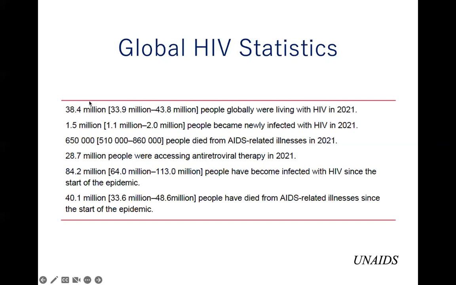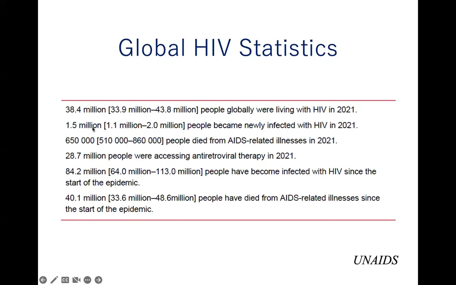As at now, we have around 38 million people who are living with HIV in the world as at 2021, based on the estimates. And in fact, since the time when the HIV outbreak happened, we have had around 84 million people being infected from the beginning, and around 40 million people have died.